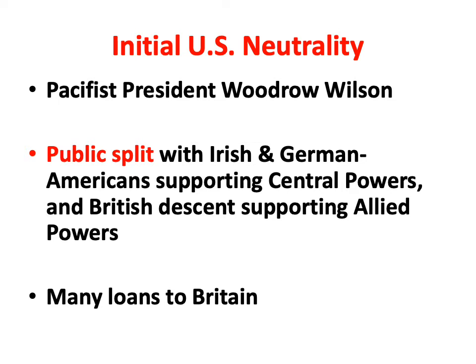The public was split. There were many, many Americans of Irish descent or of German descent, and they supported the Central Powers, in other words, Germany and the Austro-Hungarian Empire. And on the other side, many, many Americans of British descent supported Britain and France, the so-called Allied Powers. Now, this is before the United States entered the war. The United States government gave many loans to Britain, but didn't give loans to Germany. So the United States government was clearly hoping there would be a British outcome.